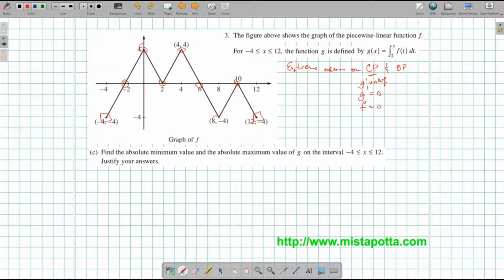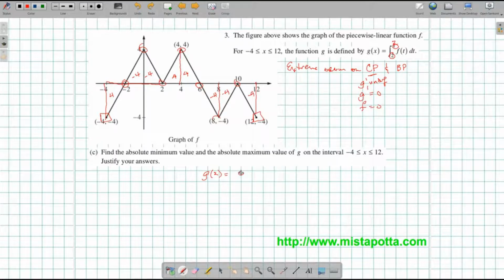And remember that I thought of these areas as triangles, all of which have a value of 4 or negative 4. Because we're going from 2 to the x value, we're actually going backwards on this domain. So this is a negative 4, this is a negative 4, and this ends up being a positive 4. So let's start with the simple one. g of 2 is 0, because the integral from 2 to 2 is going to be 0.